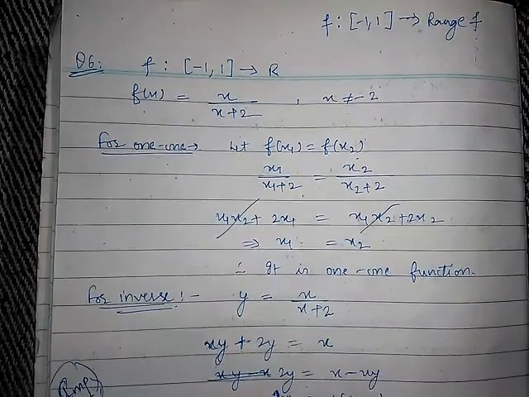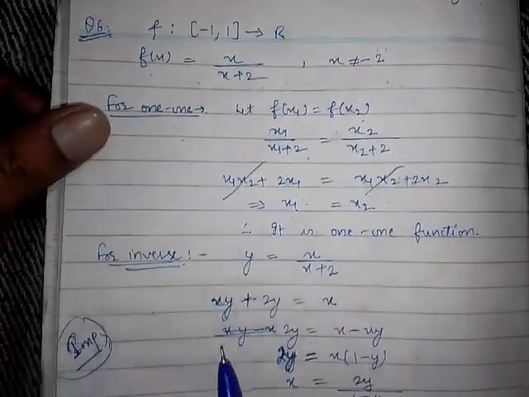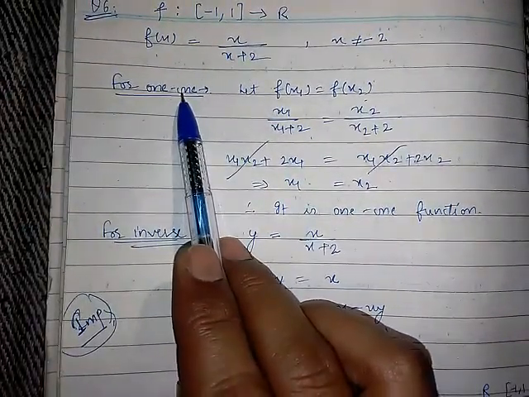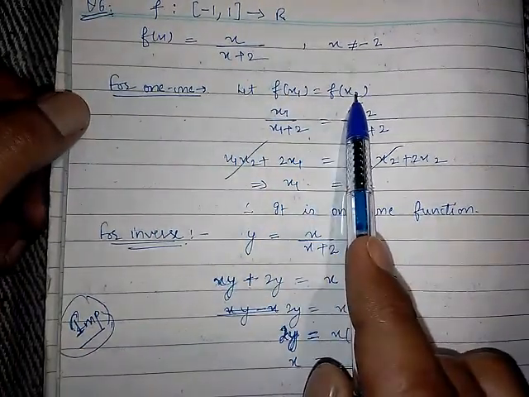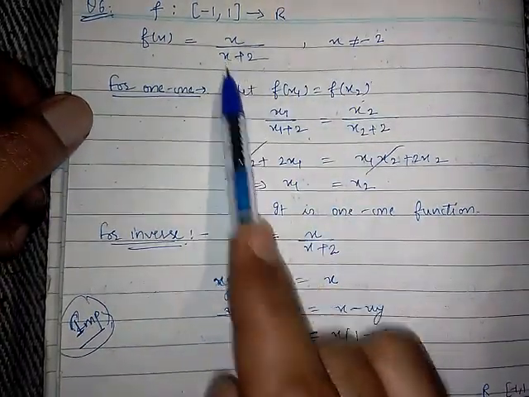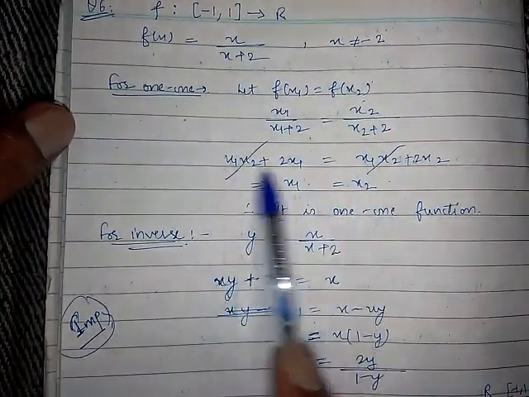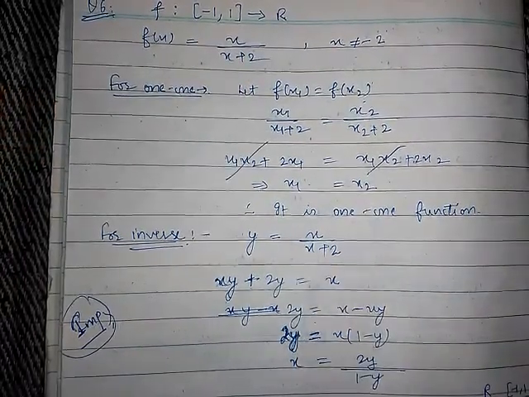But how can we find the inverse? First of all, it should be invertible. So we are going to prove it as invertible first of all. For one-one function, if you remember, we suppose f of x1 is equal to f of x2. So put here x1 and then x2. Put them equal, and from there you will get x1 is equal to x2. So it is one-one function.